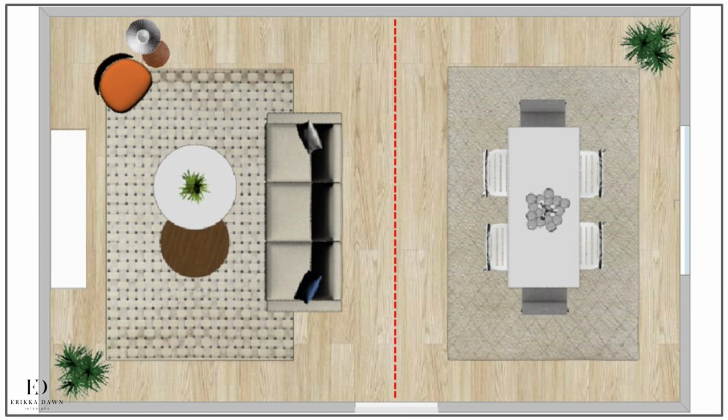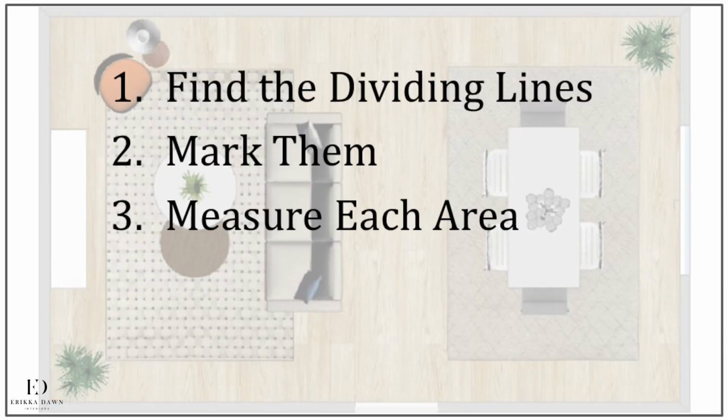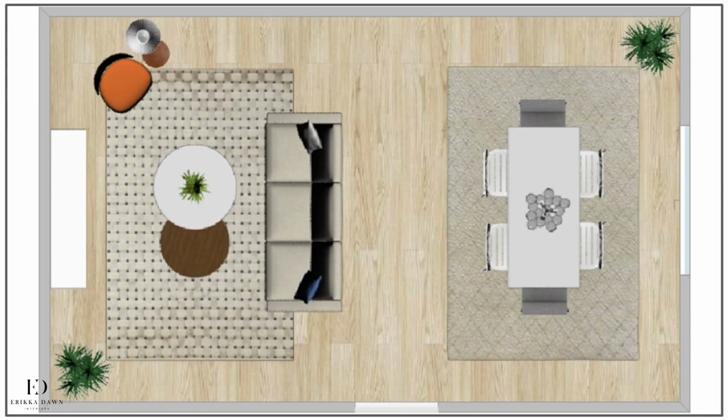which will allow you to more easily measure your space. It doesn't matter how many functional zones share an open area. The approach is the same. Find the dividing lines, mark them, measure each area, and draw your floor plan. Now let's discuss how to most effectively use your furnishings to delineate your zones.